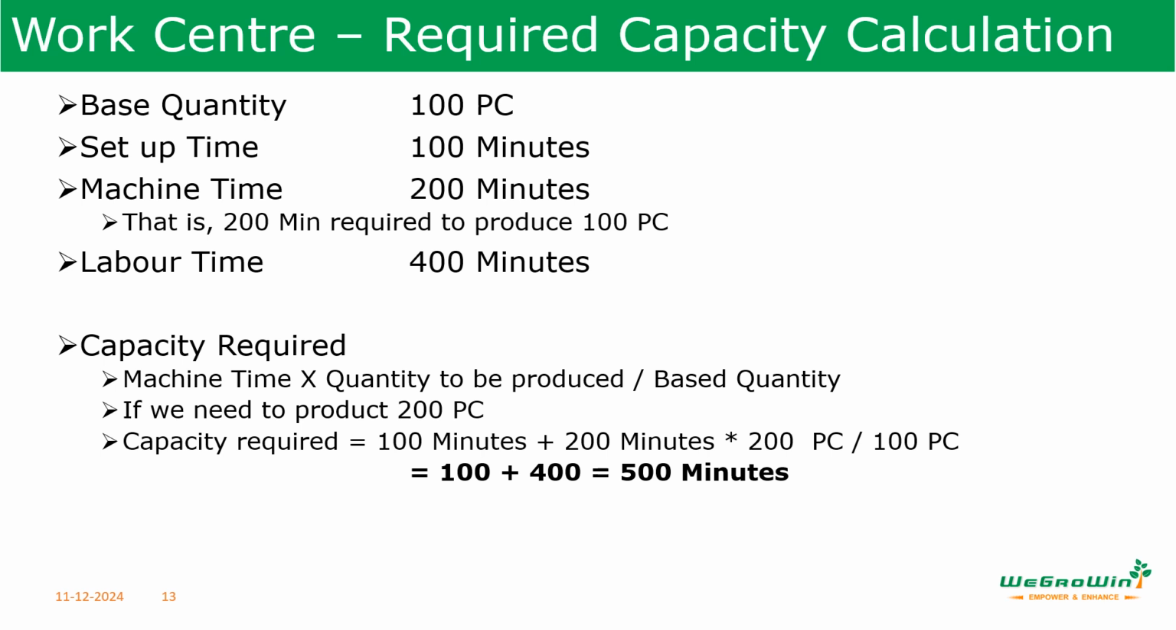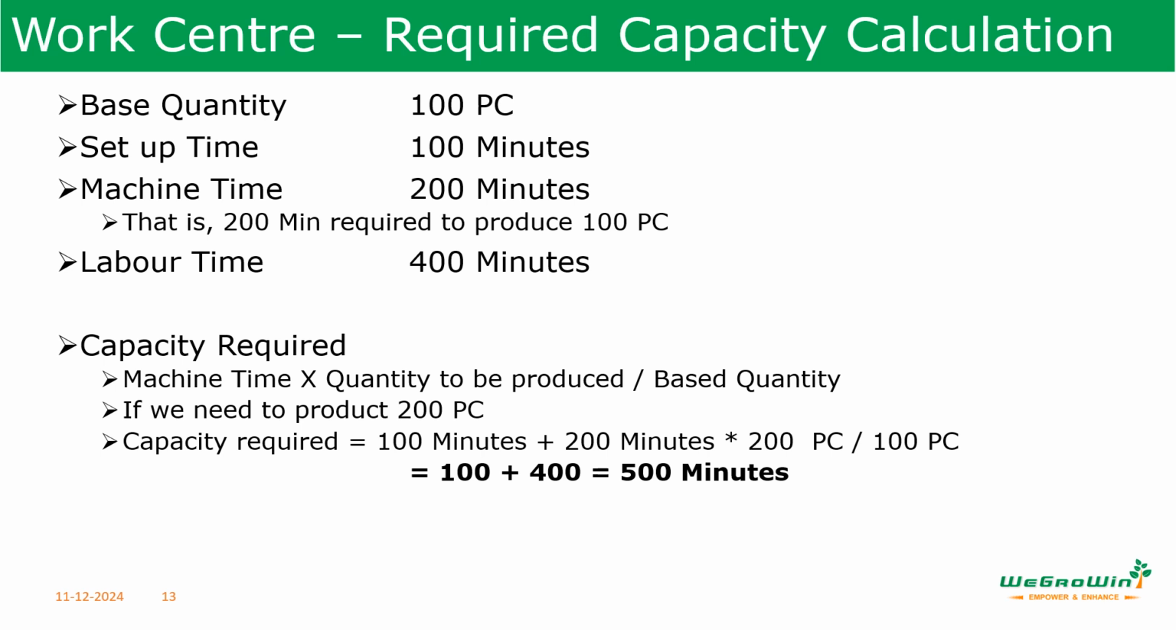This is an illustration. For example, there is a base quantity of 100 defined in routing, where the setup time is defined as 100 minutes and machine time is defined as 200 minutes. That is, 200 minutes are required to produce 100 pieces, because the base quantity is 100. Labor time is defined as 400 minutes to produce 100 pieces.